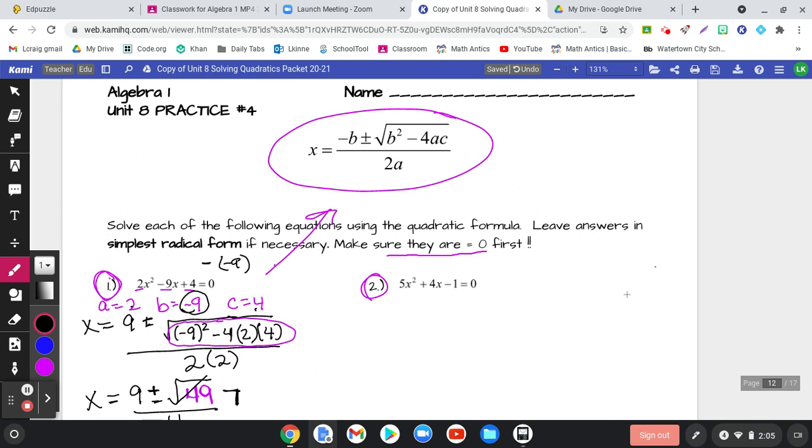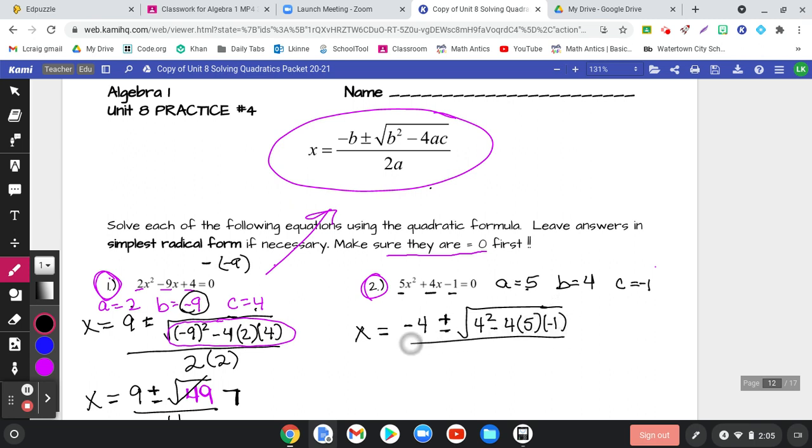Okay, it says equals 0. So the first thing, a is going to be 5, b is 4, and c is -1. All right, so we're going to take it and plug it in. So x equals, instead of -b, -4, plus or minus the square root of, instead of b squared, 4 squared, minus 4 times a, which is 5, times c, which is -1. All divided by 2 times a, 2 times 5.